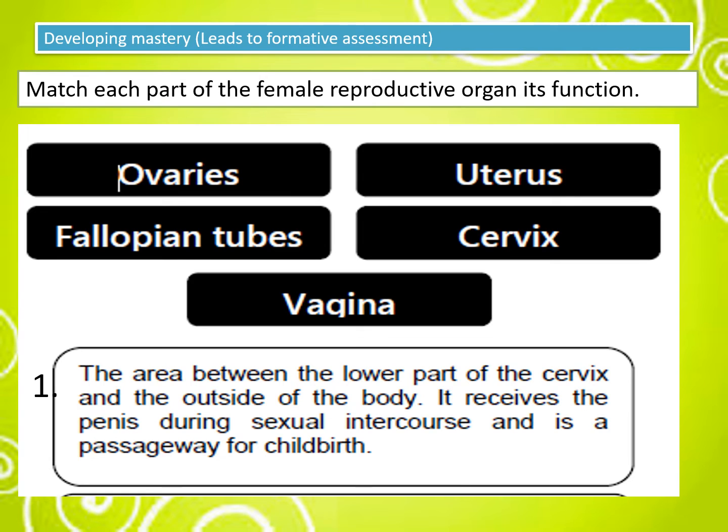Match the parts of the female reproductive organs to their functions. Ovaries, fallopian tubes, uterus, cervix, and vagina. Number 1, the area between the lower part of the cervix and the outside of the body. It receives the penis during sexual intercourse and it is a passageway for childbirth.